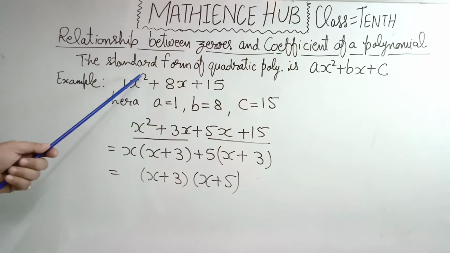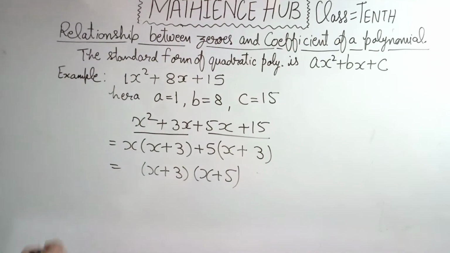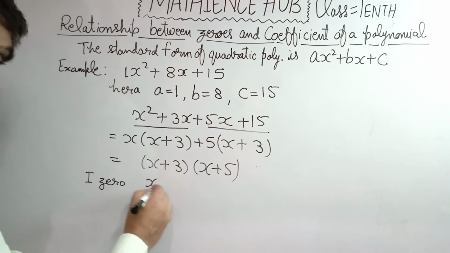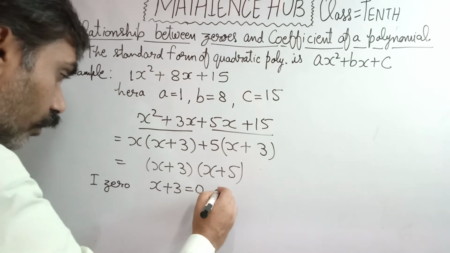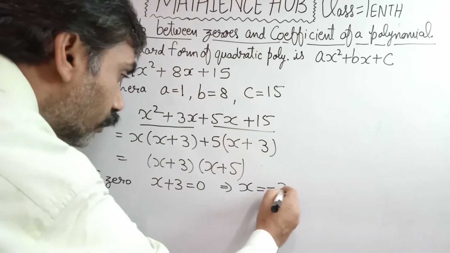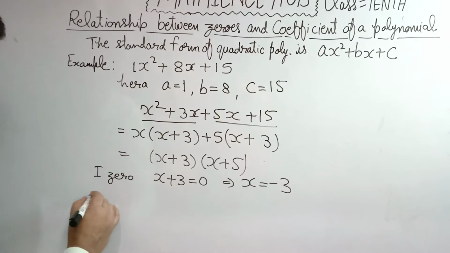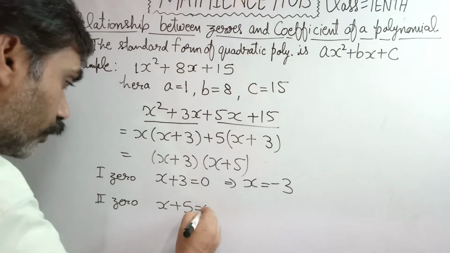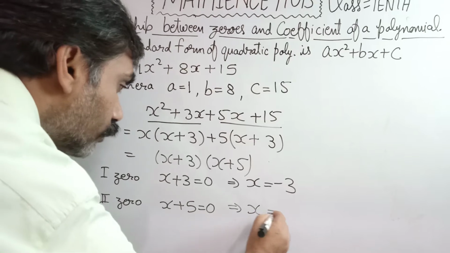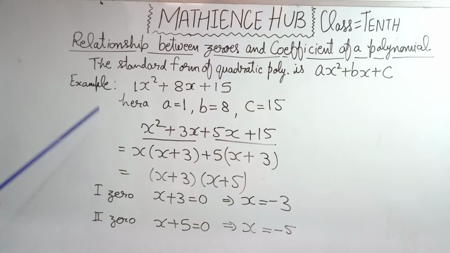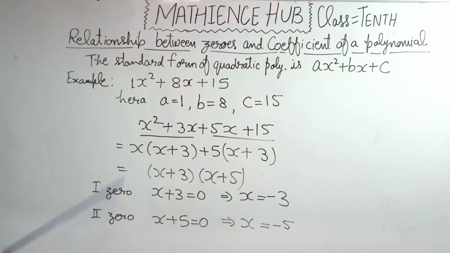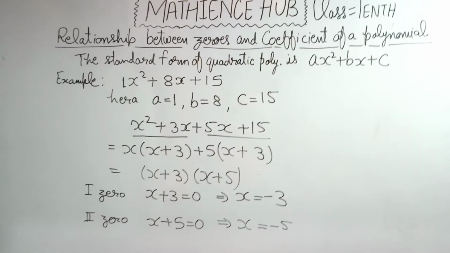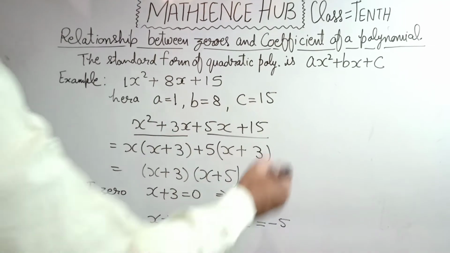The degree of the polynomial is 2, so it has 2 zeros. First zero: x plus 3 equals 0. Therefore x equals minus 3 is the first zero. Second zero: x plus 5 equals 0. Therefore x equals minus 5 is the second zero. So we find the two zeros of this quadratic polynomial, x equals minus 3 and x equals minus 5. Then we verify the relationship.